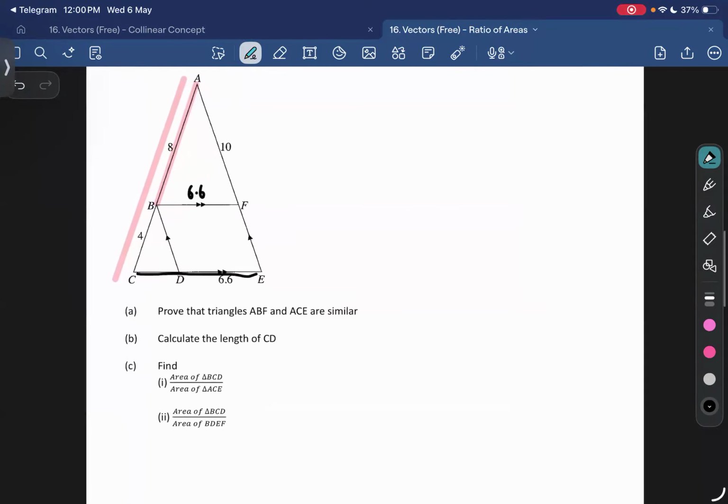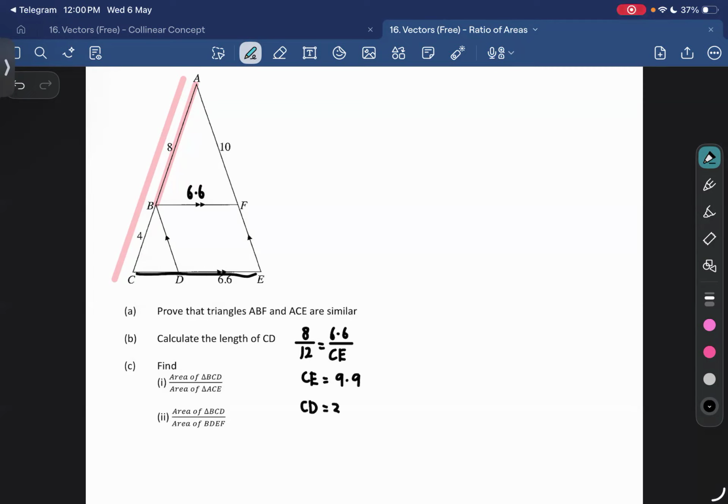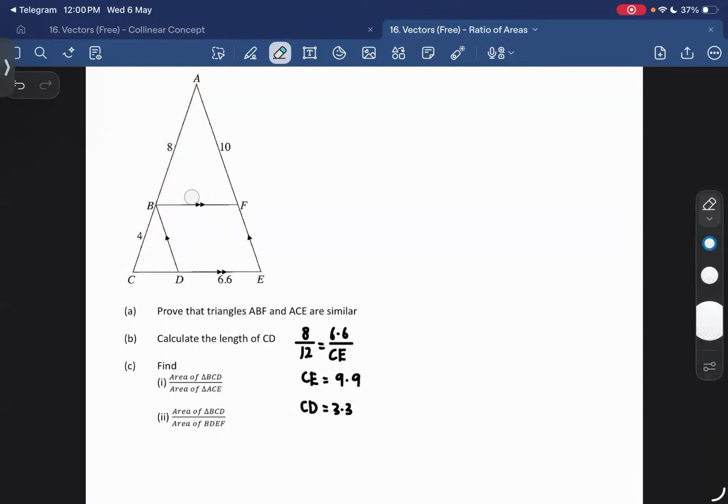The corresponding length ratio is 8 over 12. Then this is 6.6 over CE. So I can find CE first, and I'll get 9.9. So at least I know that my CD is 3.3. Actually, do I need this? I'm just going to continue first, okay?